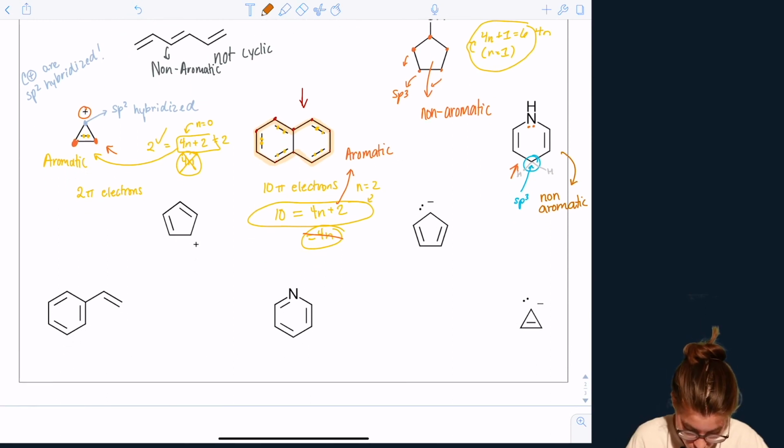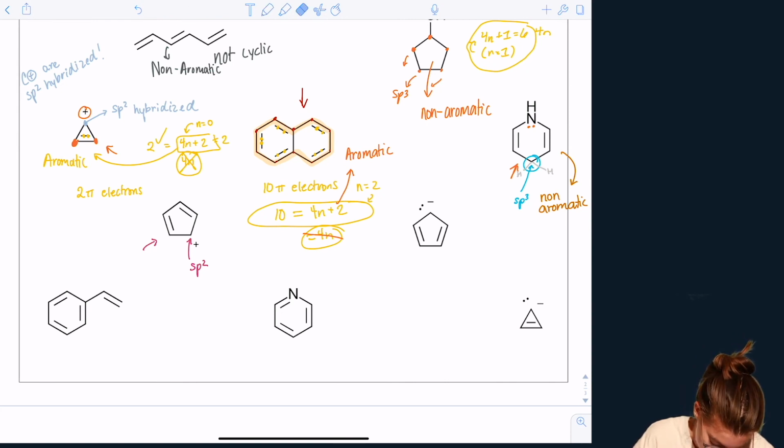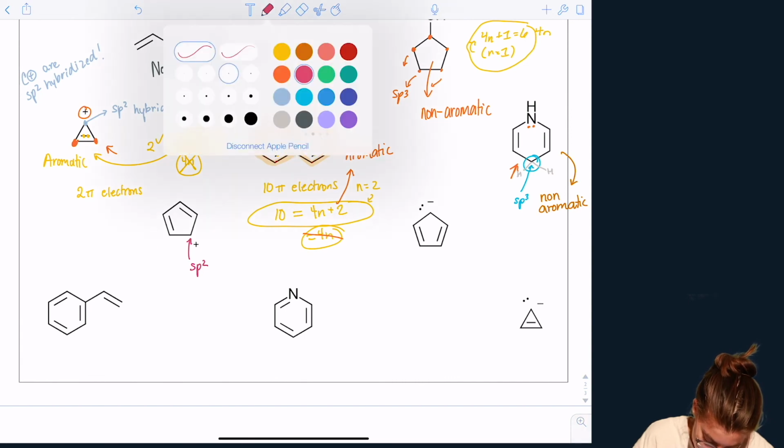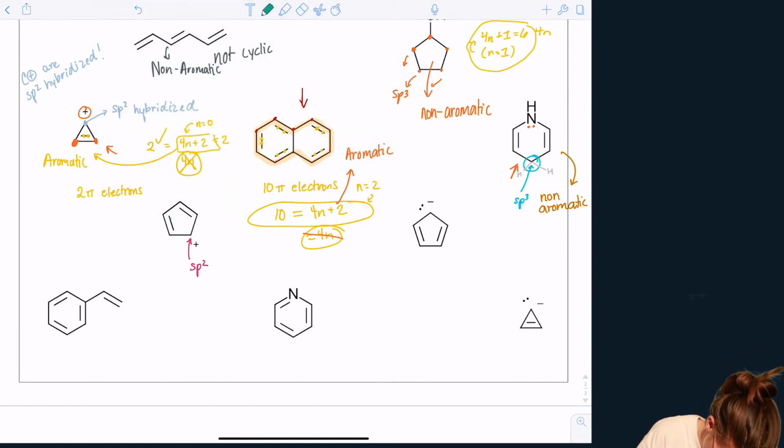Okay, we are getting closer and closer to the end here. So let's look at this molecule. Is it cyclic? Yes. Does every atom in the ring have a p orbital? Yes, right? Because remember, carbocations are sp2 hybridized, which means they have an empty p orbital. So now let's go through and count up our pi electrons. So we have 1, 2, 3, 4. There are 4 pi electrons.